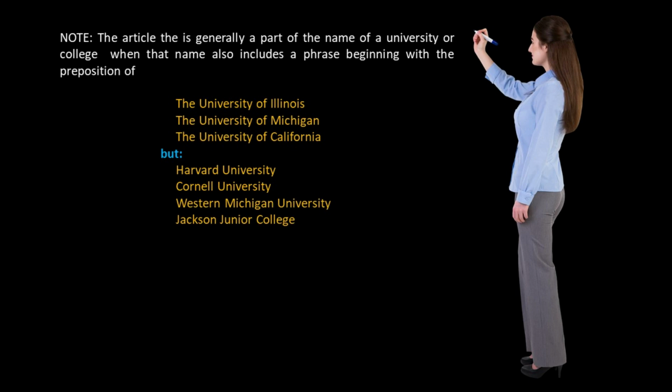The article the is generally a part of the name of a university or college when that name also includes a phrase beginning with the preposition of. For example, the University of Illinois, the University of Michigan, the University of California. However, don't use the for the following: Harvard University, Cornell University, Western Michigan University, Jackson Junior College.